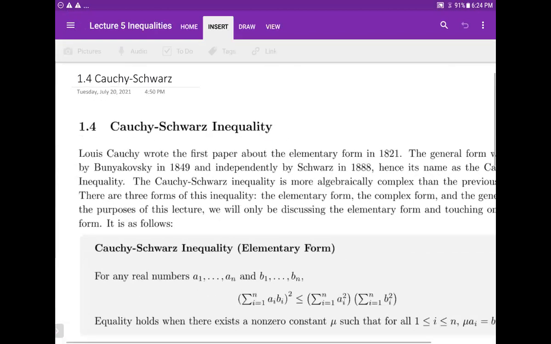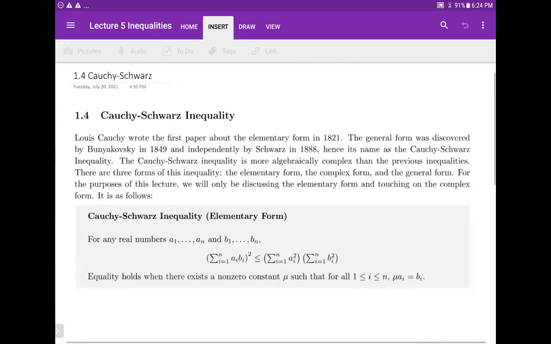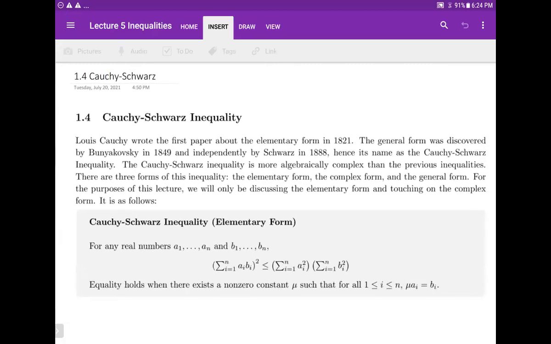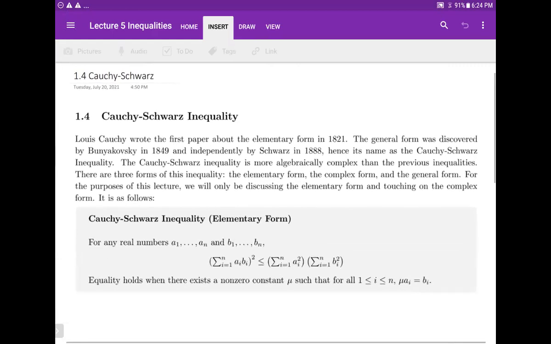All right. And now we have the last one, and it's the most, I'd say, algebraically complicated one of the four that we present today. So the Cauchy-Schwarz inequality, you can read about the history up here. But there are three forms of this inequality. There's the elementary form, the complex form, and the general form.